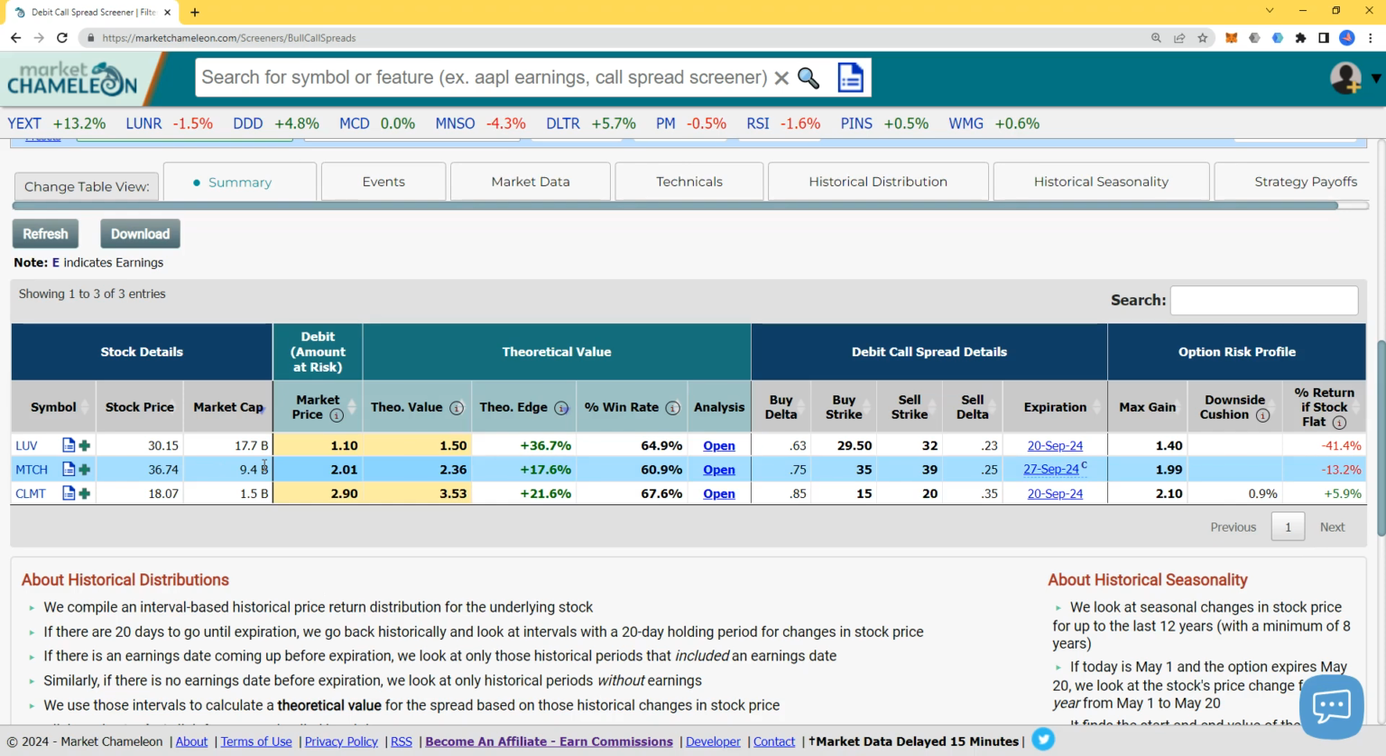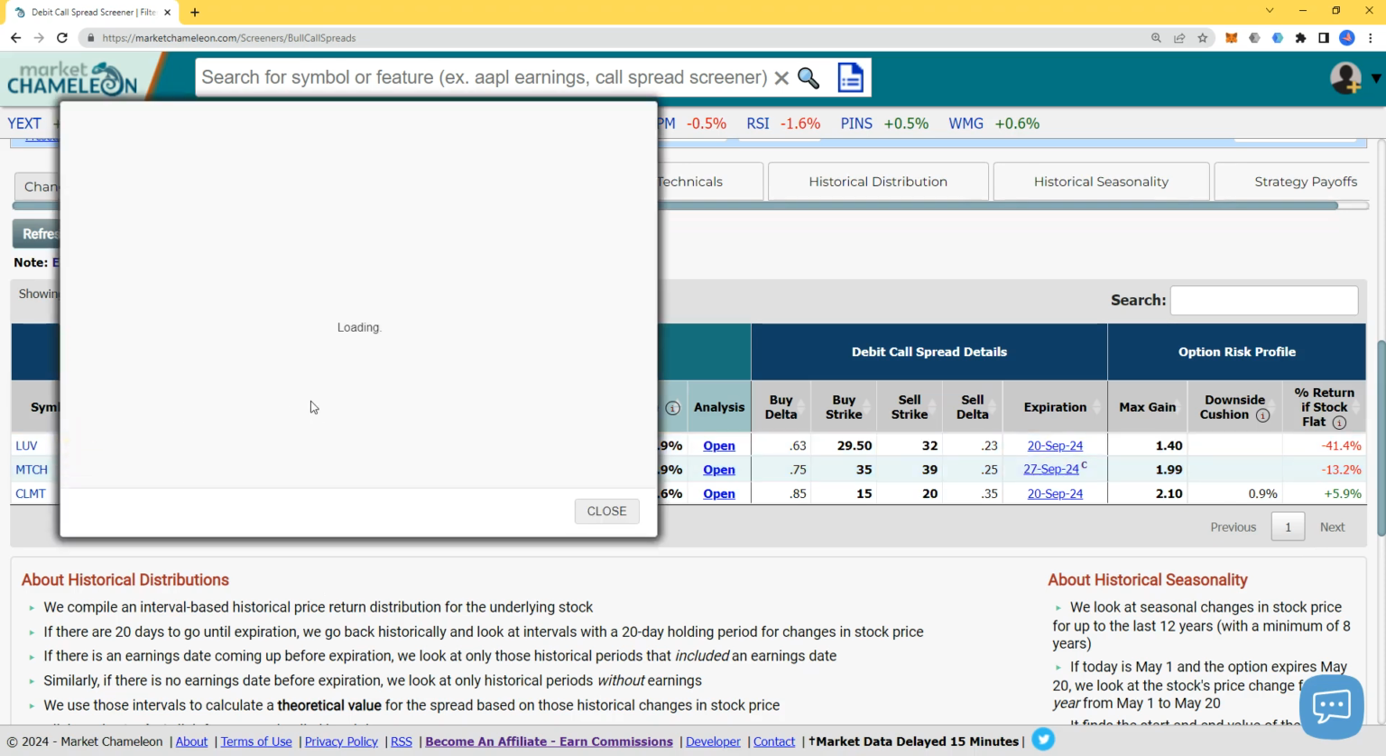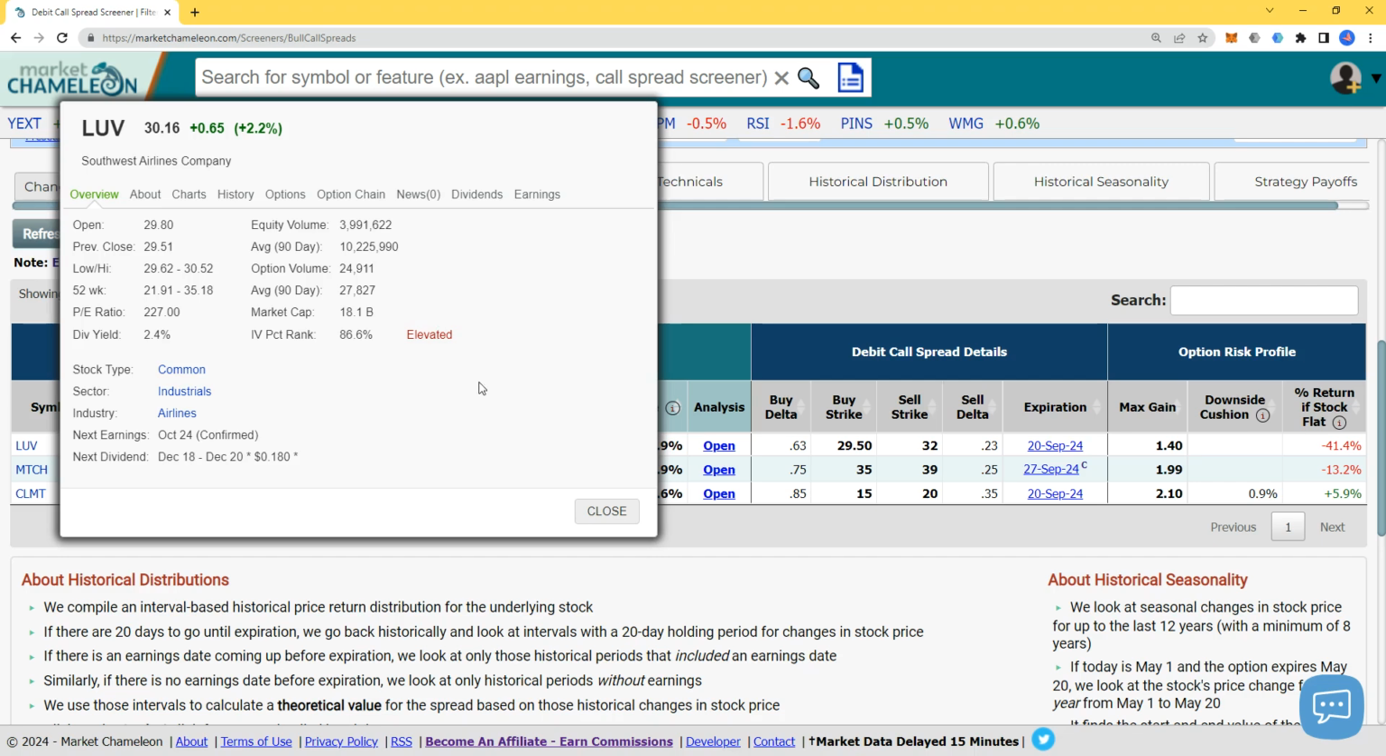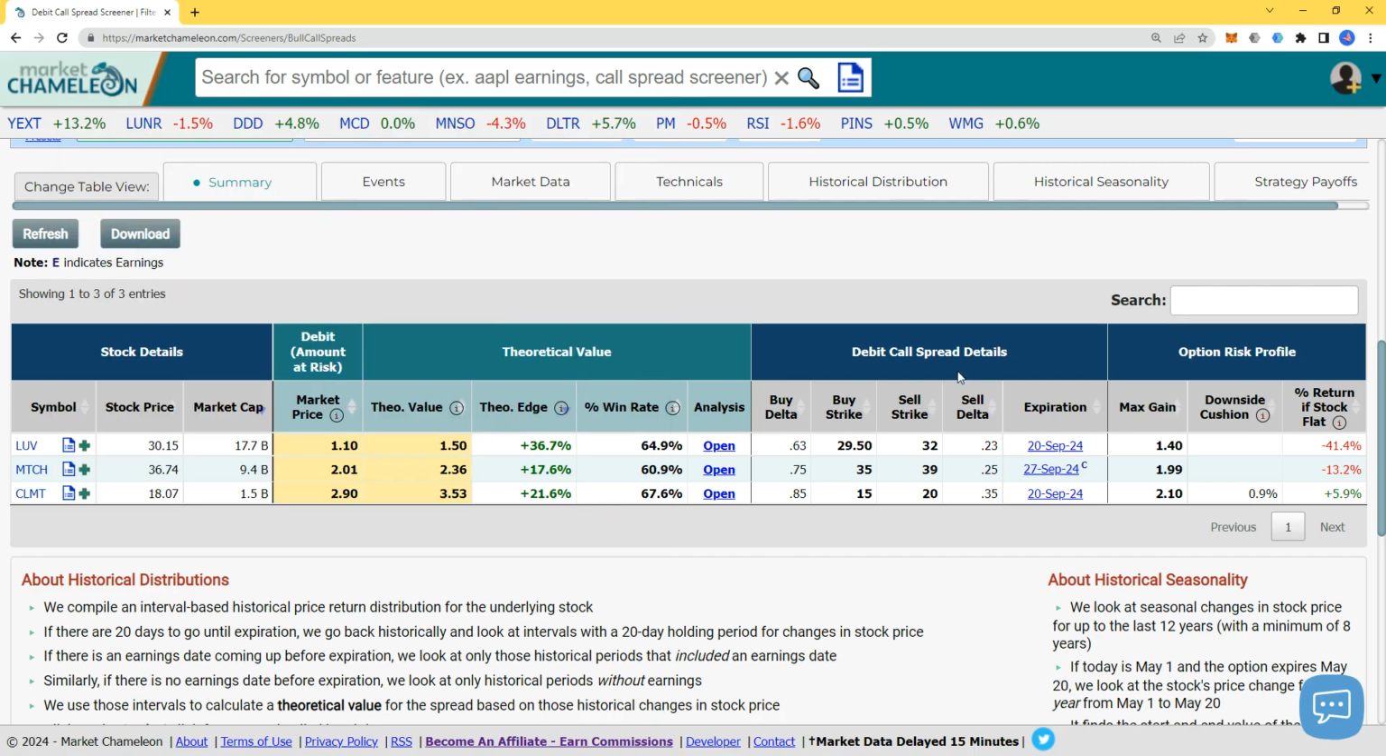So LUV, I think it's Southwest Airlines. Let's see. Yeah, Southwest Airlines, price $30. I'm not saying take those trade ideas. I'm just saying what the filter found for us. So Southwest Airlines, price $30, market cap 17 billion. And the trade itself, look at this, the debit that you're paying is $110, but based on history you should have paid $150. And this is your edge, 36% with a 64.9% win rate.